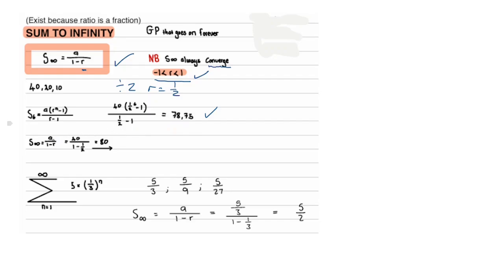Now, if I ask for sum to infinity, a is still 40, the ratio is still a half, and I plug it into the formula and I get 80.